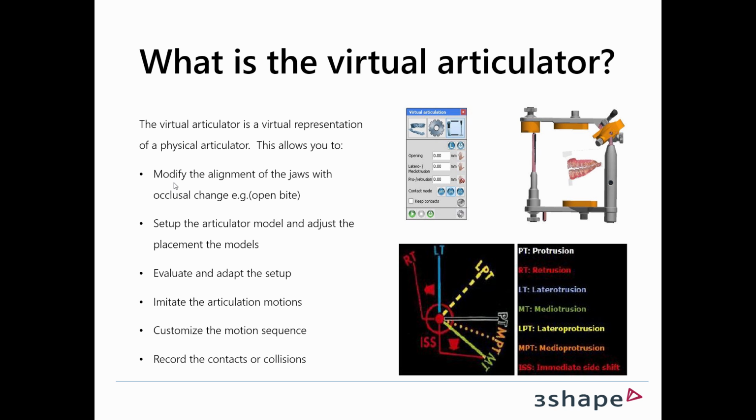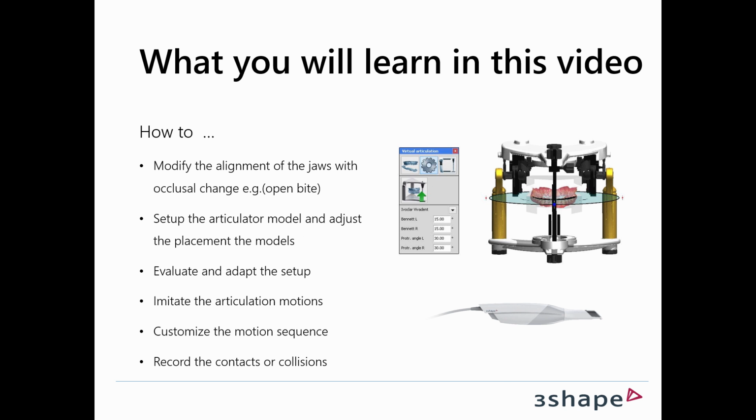So what you'll learn in this particular video is how to modify the alignment in the jaws with the occlusal change, how you actually set up the various articulator models that we have, and how you adjust the placements of the models. You'll also learn how to evaluate and adapt the setup, and as I said before, imitate the articulator motions, how to customize those sequences, and finally how to record the contacts or collisions. So without further ado, Rudi, why don't we open Ortho Analyzer and you can tell us how it works?